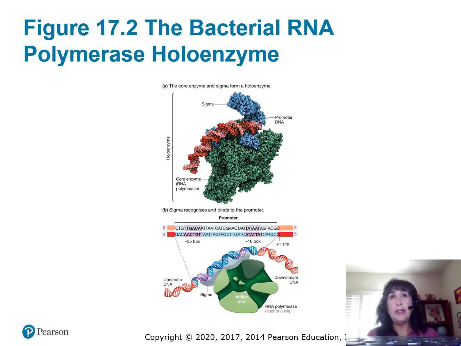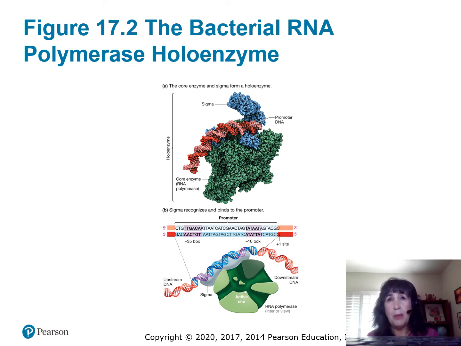This is a great diagram because it shows the holoenzyme. It tells you what part is sigma and which part is RNA polymerase. So notice we have sigma, and we have RNA polymerase, which is also called the core enzyme, and it's in green here because remember, aren't all enzymes proteins? And then we have DNA in red.